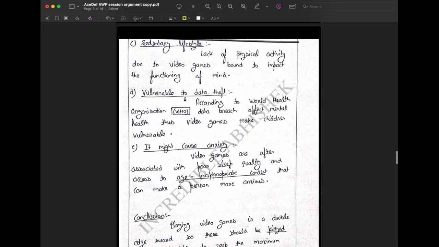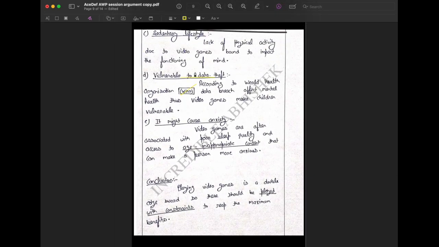vulnerable to data theft. Now you see, I have not read his entire point. Vulnerable to data theft, he has written WHO and he has boxed it. Now it raises an interest in me as an examiner that I should read what the candidate has written. According to WHO, data breach may affect mental health, thus video games make children vulnerable. Now this is how the candidate has grabbed attention, that in my entire page I want you to read the subheading, I want you to read the box and read the next underline.